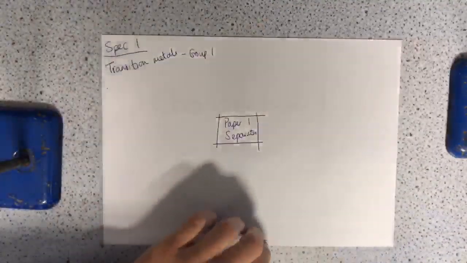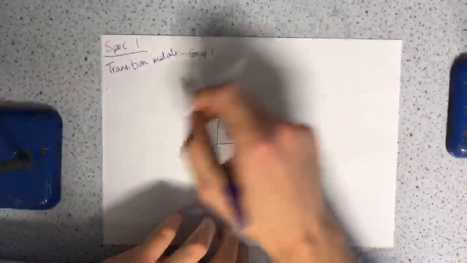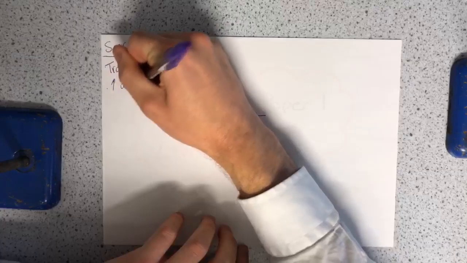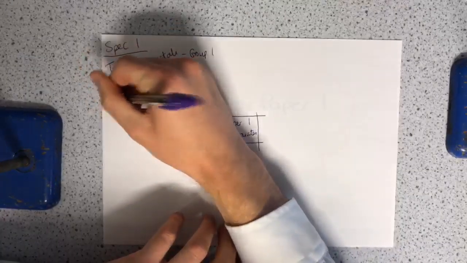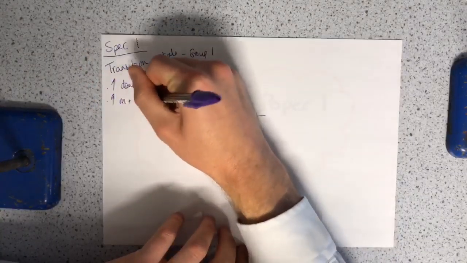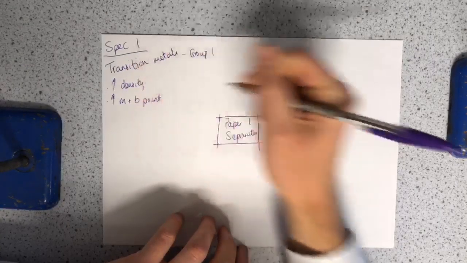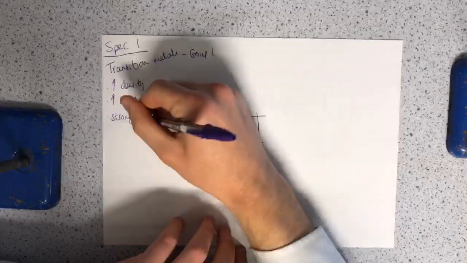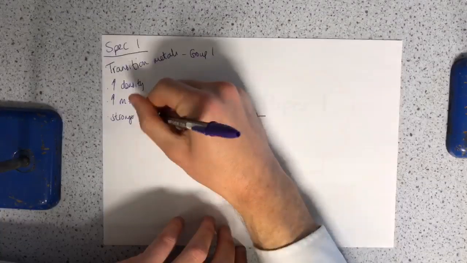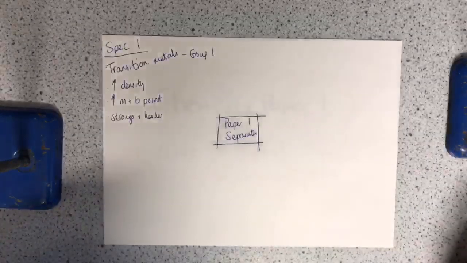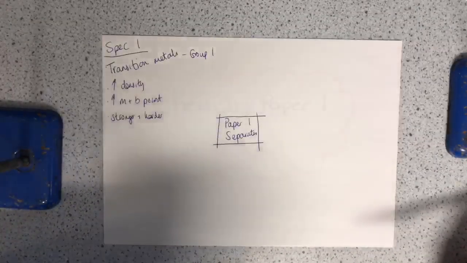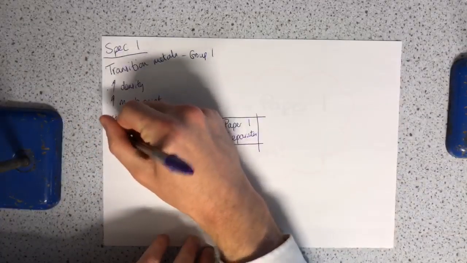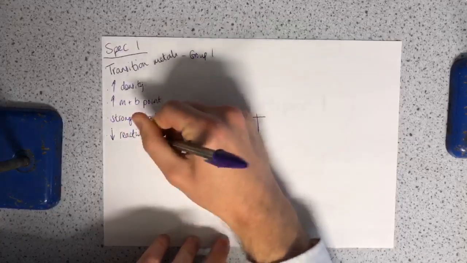So transition metals. Firstly, comparing them to group 1, they've got a higher density. They've got a higher melting and boiling point. Stronger and harder. So think of a group 1 element, your teachers will have chopped into them with knives. There's not many metals you can cut in half with a knife, whereas you can with group 1. In terms of reactivity, they're less reactive if you put them in water.